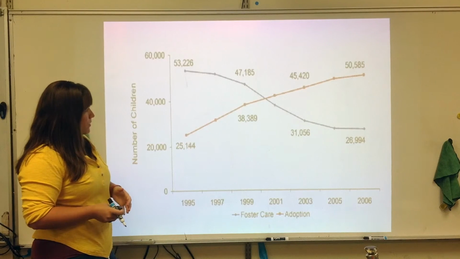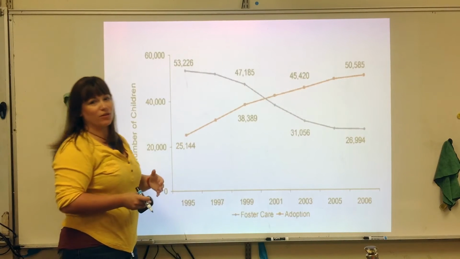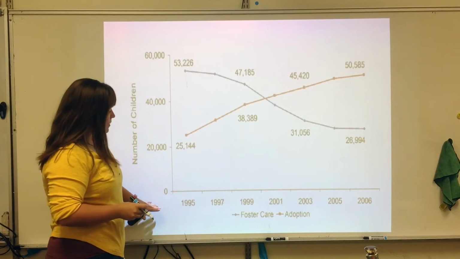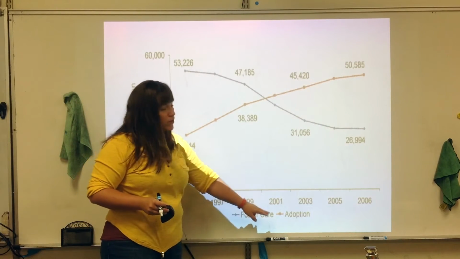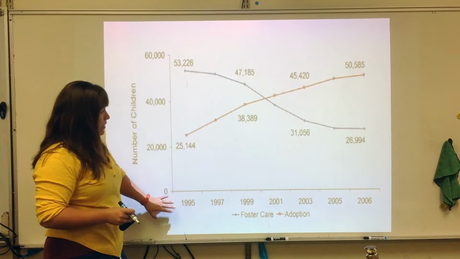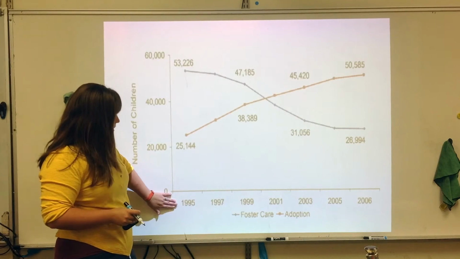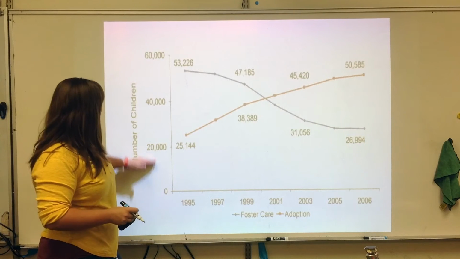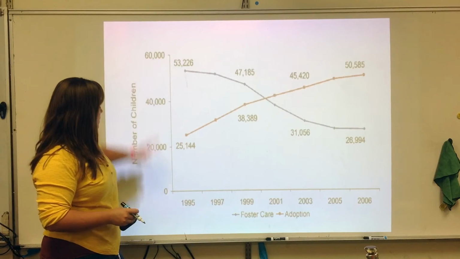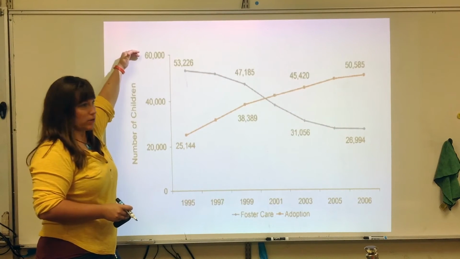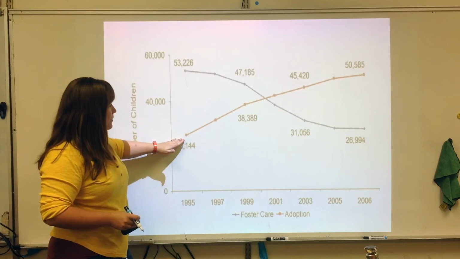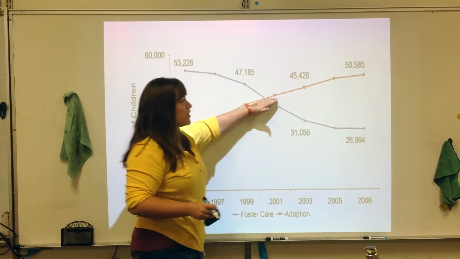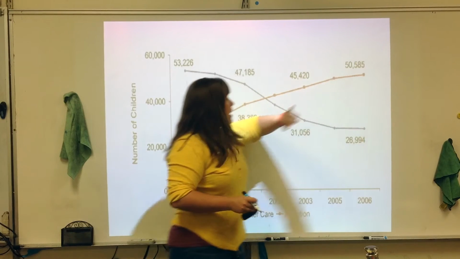This is another one that's interesting, and you can talk about trends more with this one. This is talking about foster care versus adoption over time. This is a little bit dated, but from 1995 all the way down to 2006 is the time frame. And then we have the number of children over here from 0 to 60,000. So if you notice, the adoption is the red line. That's generally going up.